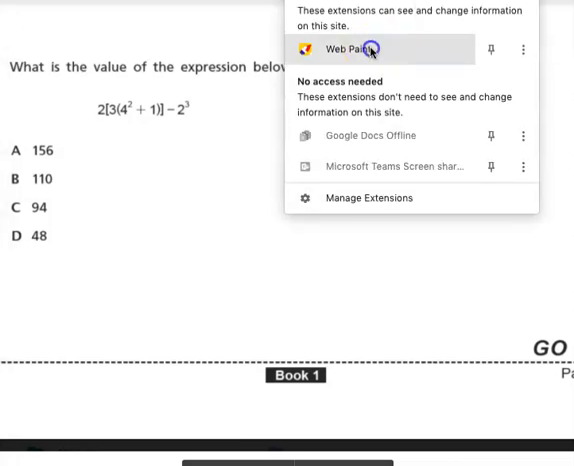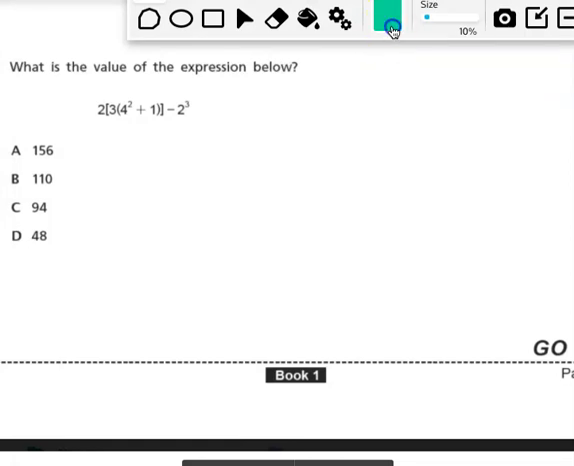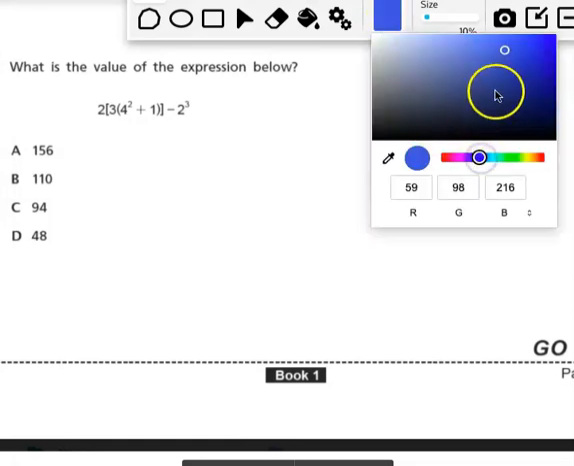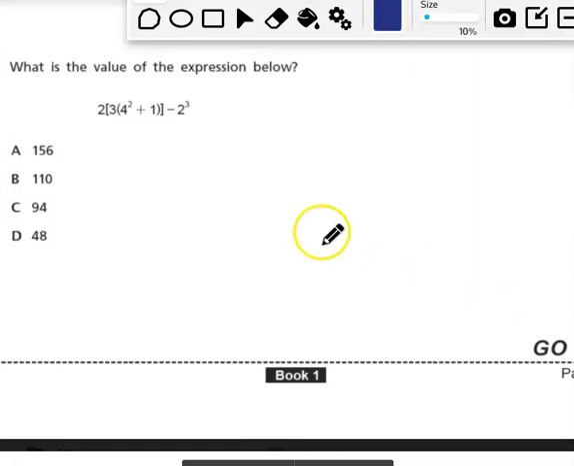So let's do this. What is your answer for this problem? A, B, C, or D? Type your answer in the chat. Samia, Dridi said C. Jin said C. Alright, anybody else? There are only 3 people who answered this question.